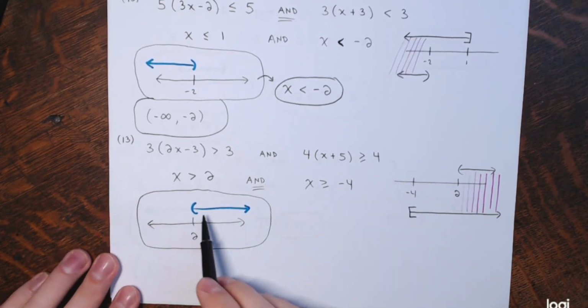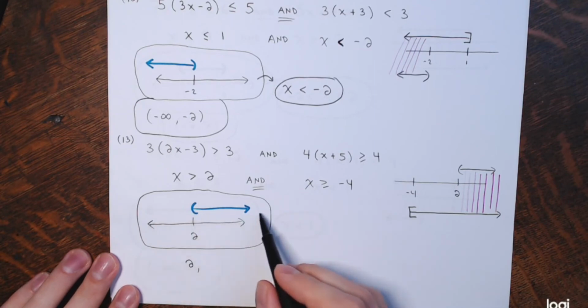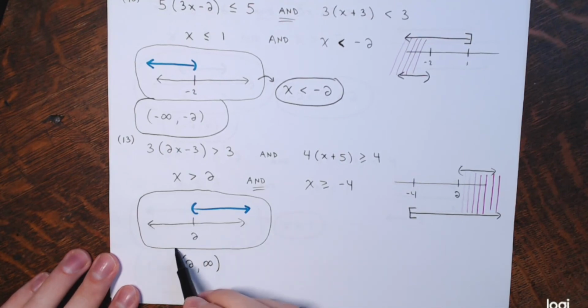And then interval notation, right? This picture here goes from left to right. You're going from 2 to infinity, not including 2 though. So parentheses on the 2 and always parentheses on the infinities.